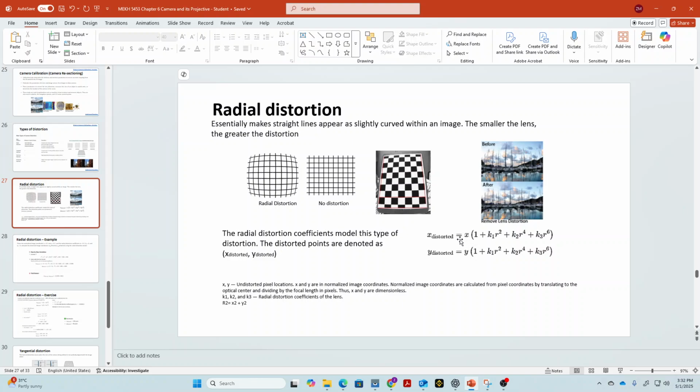This is the formula. x distorted and y distorted are computed from the original x and y locations, which are distorted based on these coefficients: 1 plus k1 r^2 plus k2 r^4 plus k3 r^6, where r^2 is equivalent to x^2 plus y^2. This is the formula, right? So if k multiplies r^2, then you have to double up the numbers over there. So this is the value.